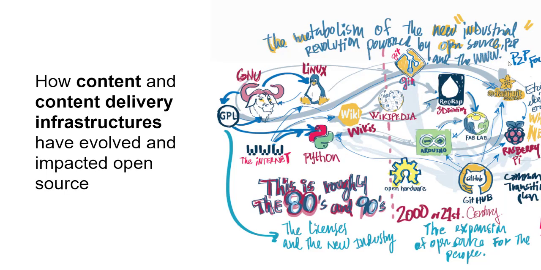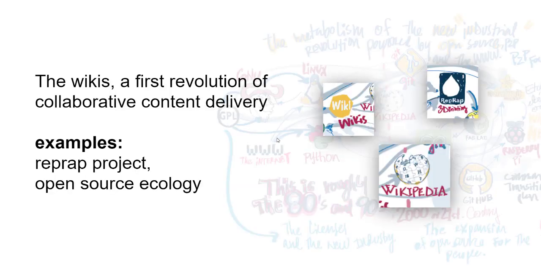And this illustration I made is basically explaining how the content and content delivery infrastructure have evolved and impacted open source, and also, of course, the project. The content delivery infrastructures I'm talking about are wikis, and I'm talking about Git as well, but the internet also is involved there. Let's talk further about the wikis. According to my understanding, that is one of the first, if not the first, revolutions with regard to collaborative content delivery.